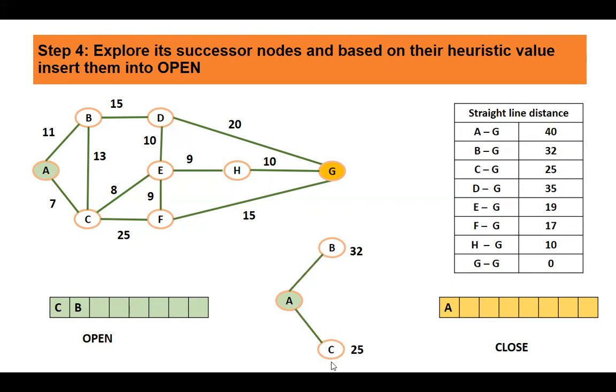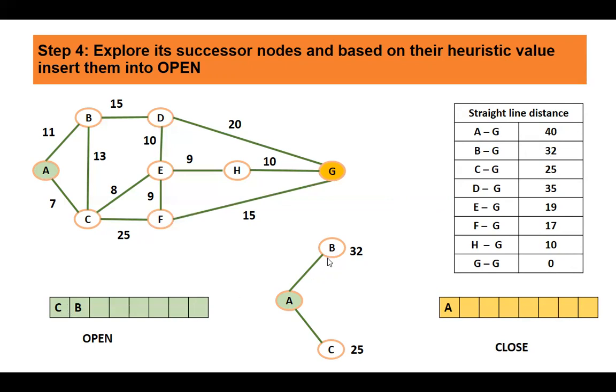Now, once you get the successor nodes, we'll check the heuristic value. What is the heuristic value of B? That is B to G is 32, right? From B to reach the goal node, the distance is 32. And the heuristic value of C is what? C to G, that is from C reaching the goal node is 25, right? So from A, there are two successor nodes, and we check their heuristic values. Now, depending on the heuristic values, we'll be inserting them into the priority queue open, right?